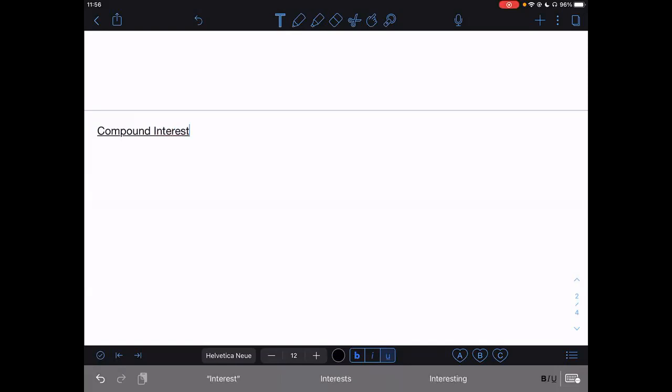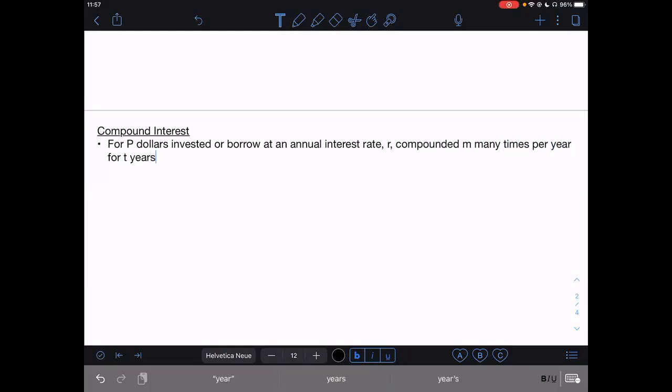Okay, so recall this type of problem. If we have a certain amount of dollars, usually denoted by P, and these dollars are either being invested or borrowed at a certain amount of interest, so for P dollars invested or borrowed at an annual interest rate, denoted by little r, that is compounded m times per year, that is broken up m times throughout each year, for t years, the future value, how much this investment is going to grow to, can be calculated using the following equation.